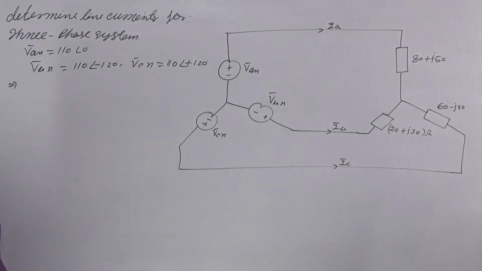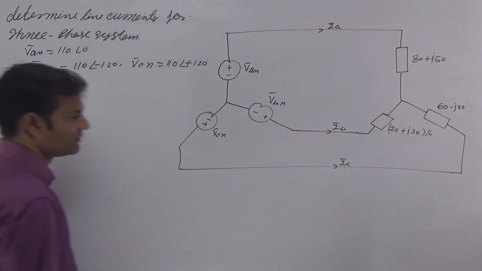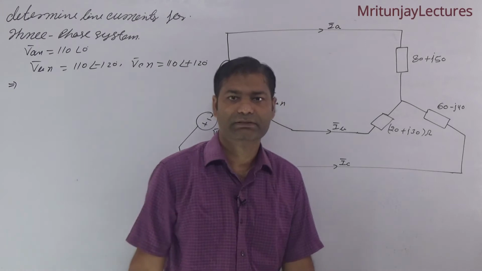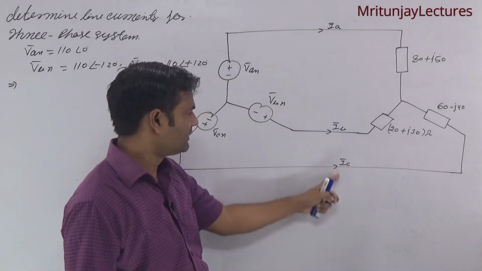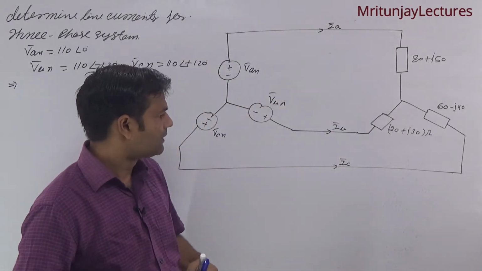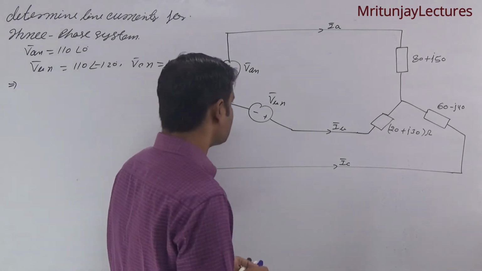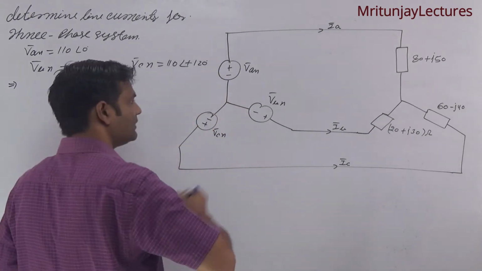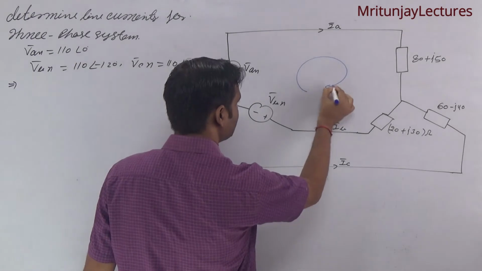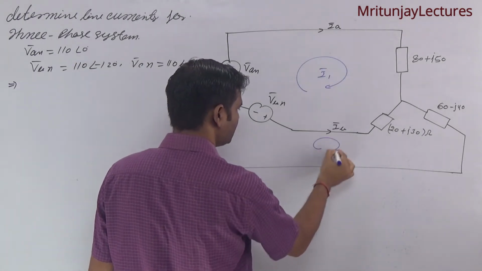Our motto: determine the line current for the three-phase system. Line current means IA, IB and IC. How can we solve this type of problem? First of all, neutral is not present. That's why we have considered I1 and here I2.